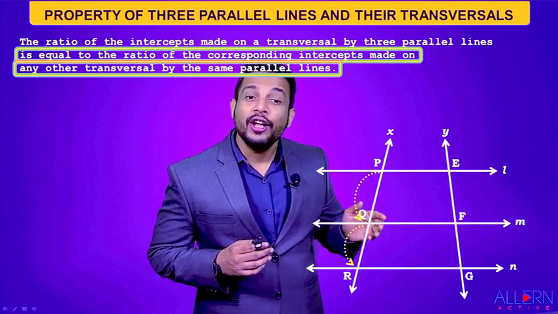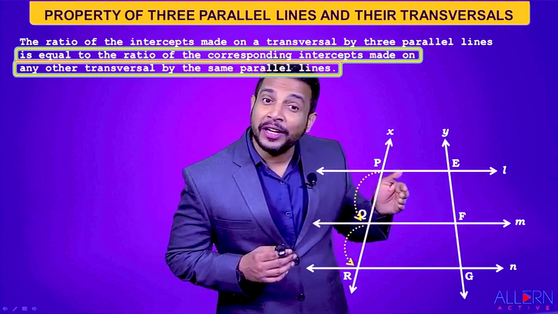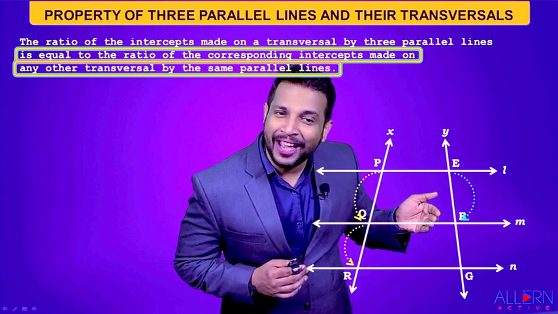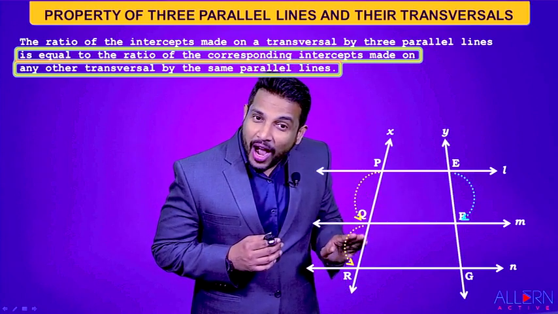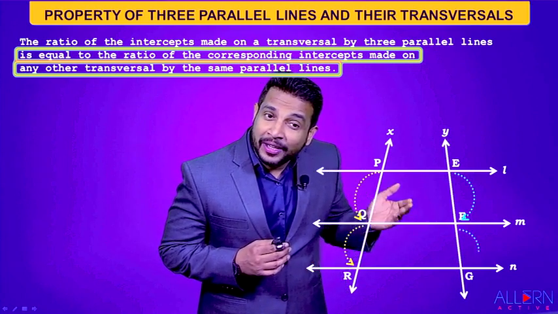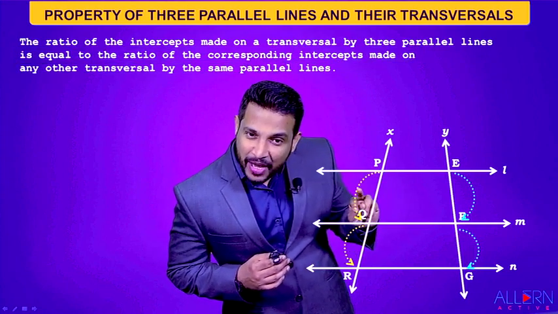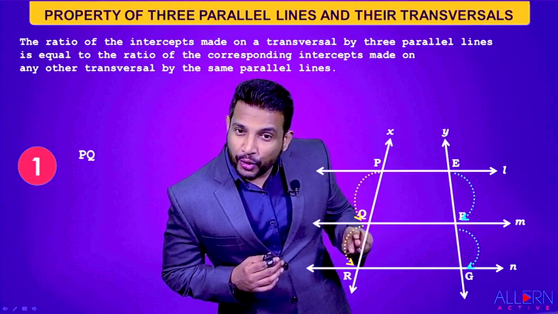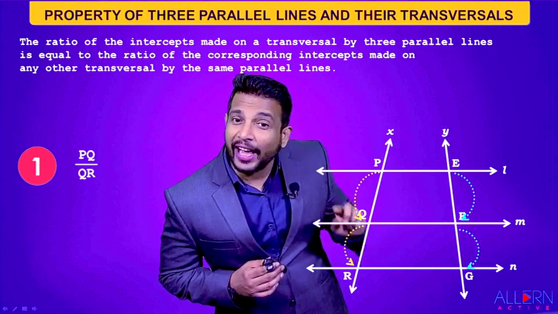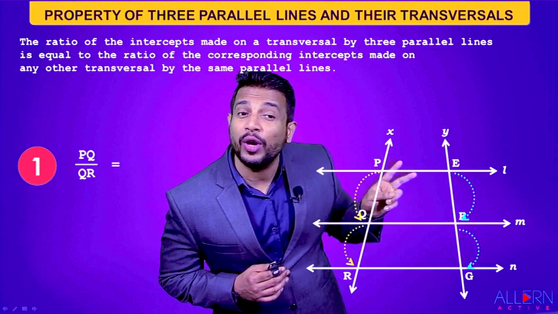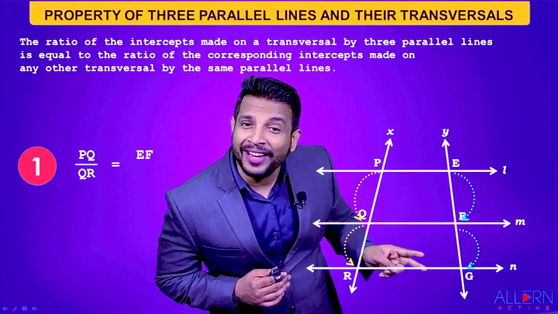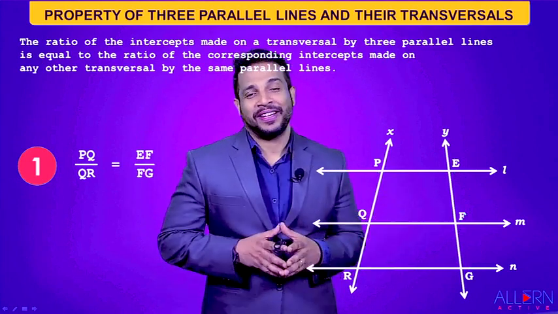Now tell me, for PQ, what is its corresponding intercept? You know that already. What is that? EF. Very good. For QR, what is its corresponding intercept? It is FG. That means when I take the ratio PQ upon QR, as per the statement, this ratio is equal to which one? It is equal to EF upon FG. That is what the property says.